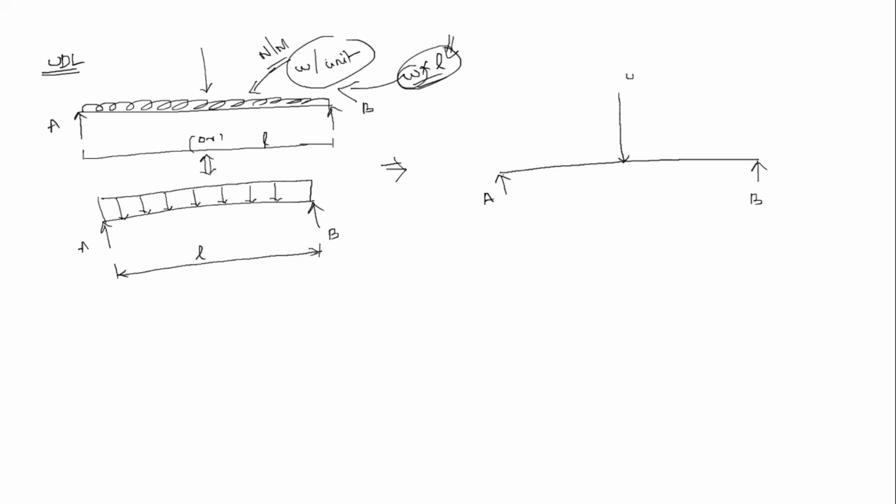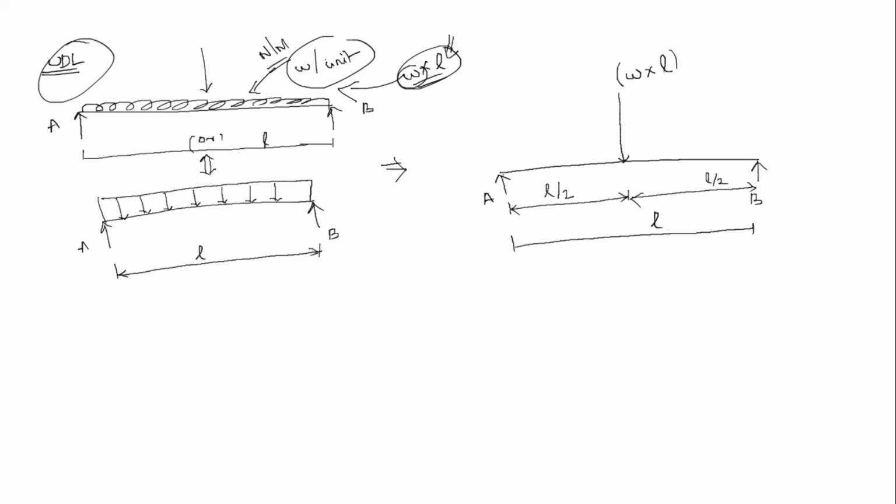So the load W is distributed along the length, that's why we are multiplying W into L, and the point at which it acts, this is L, and the distance is L by 2, right? So this side, this is L by 2, right? So this is the way we are going to convert this UDL into a point load, right?